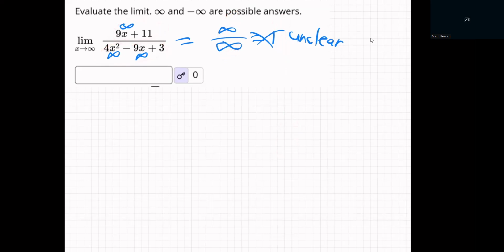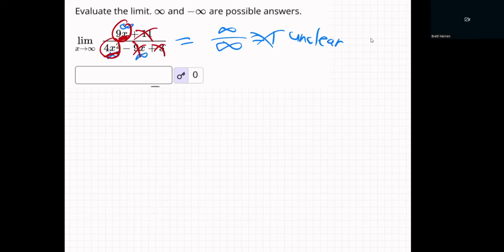But basically, let me tell you this. What it's about is the highest power on the top and the highest power on the bottom. That's all that really matters. So, in other words, only this guy and this guy really matter. Why? Because this guy's a lower power than the 4x squared, and that's lower than the 9x.